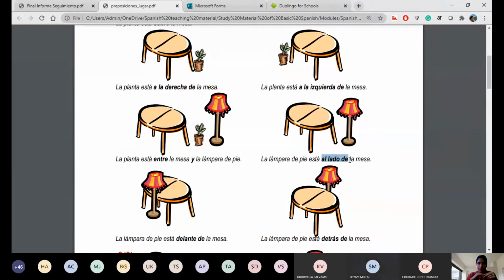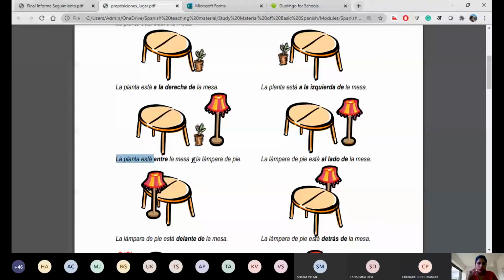Is that fine? Have you understood? Ma'am, can you repeat that sentence with entre again? Okay, the same thing: you have to locate the plant. The plant is between. Entre means between. The plant is between the table and the lamp. So you have to use y, and. Ma'am, what is the meaning of al lado de? The meaning of beside will be al lado de.